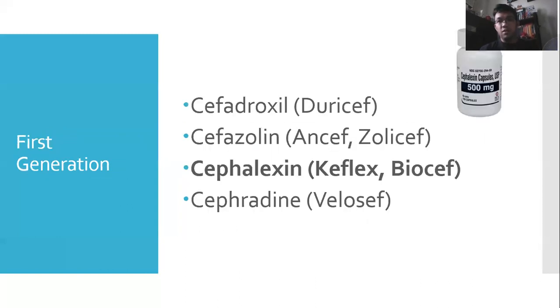Now, examples of the first generation cephalosporins are the following. We have cefadroxil or Duricef, cefazolin, Ancef or Zolicef. The common one in the first generation would be cephalexin. That's why I highlighted it. Cephalexin or Keflex or Biocef, and cefradine, Velosef. I've tried taking cephalexin before, brought about by an upper respiratory tract infection.